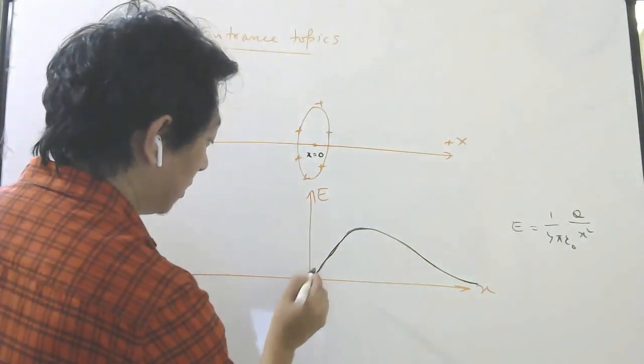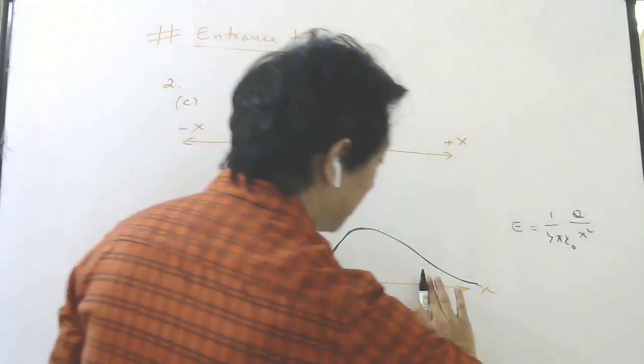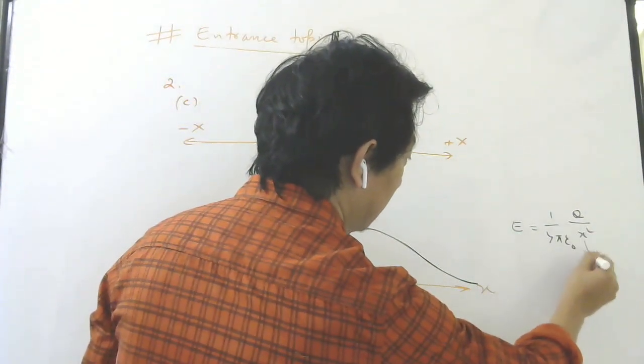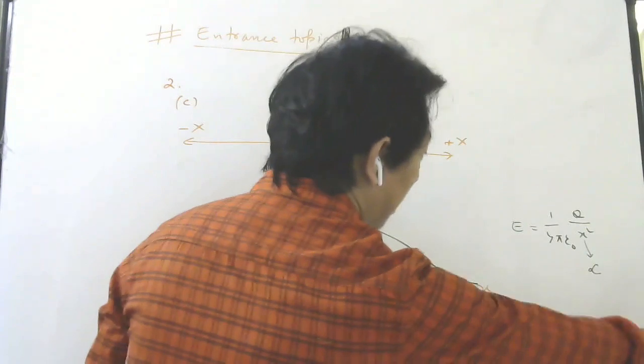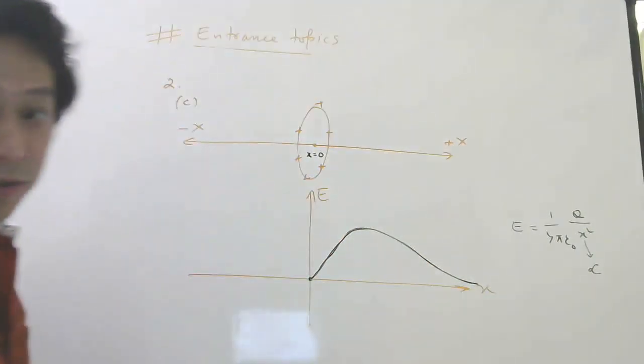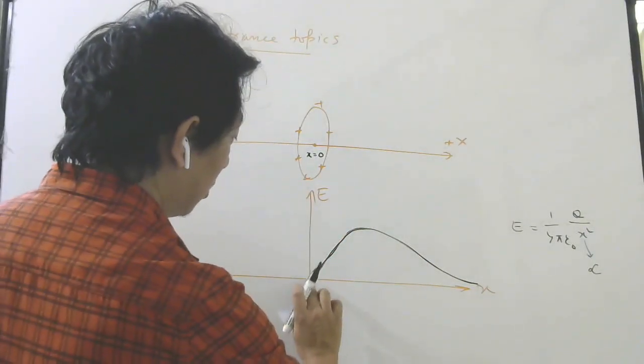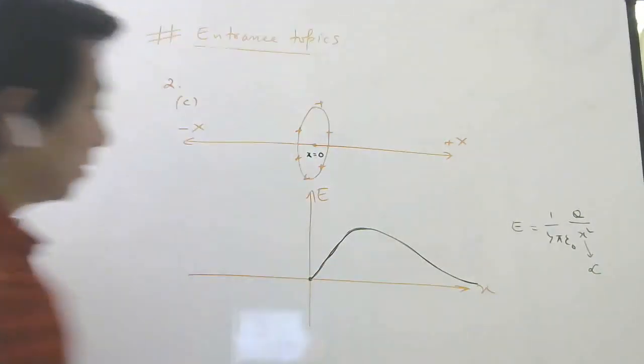Right? Because you know it is 0 at the center, and it is 0 as x becomes infinity. If x is very large, then also the electric field will be 0. So the graph has to go up and then down, on the right side.